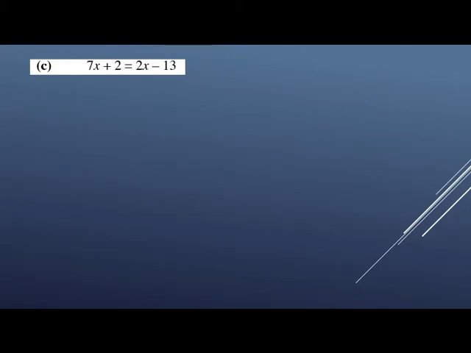We have part c. In part c we have 7x plus 2 is equal to 2x minus 13. Now you have to be very careful how you solve it. You have to move the x terms to a single place. Here is 2x, and because 2x is the smaller value, we have to move this 2x to the left hand side.